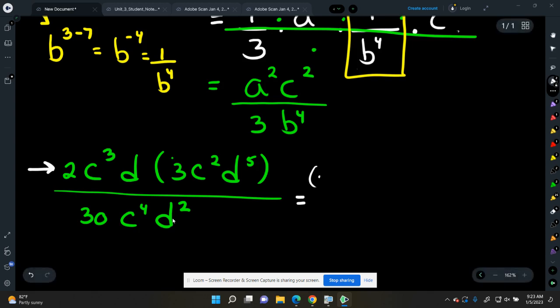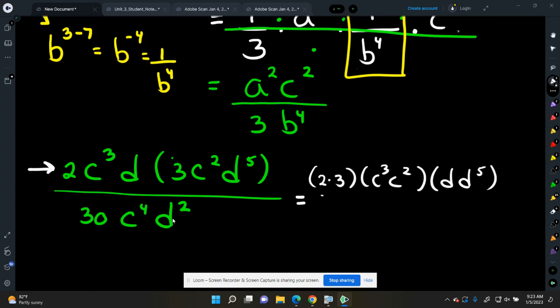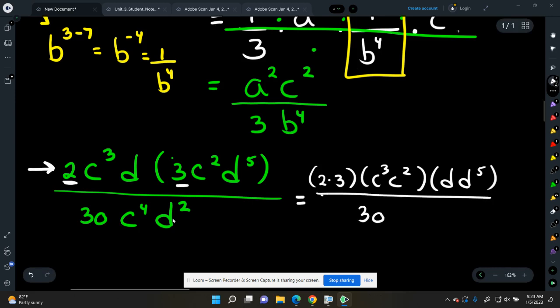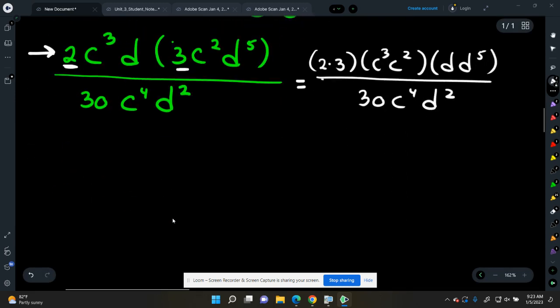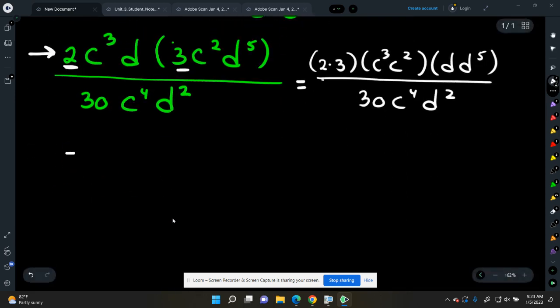So I have 2 times 3, and then I have c to the third c squared, and then d to the fifth. Isn't it 2 times 30? No, it's 2 times 3. I'm multiplying the 2 and the 3 here. And this is all going to be over 30 c to the fourth d squared. So I'm going to multiply what's on top. We have 2 times 3, which is 6.